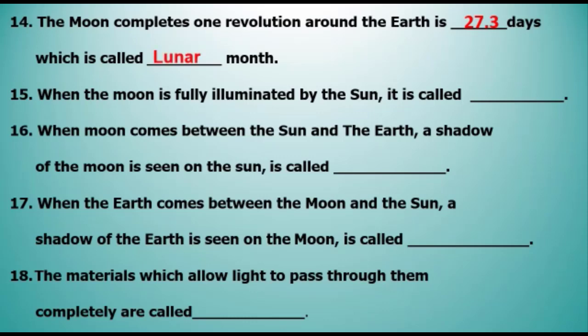Number 15. When the moon is fully illuminated by the sun, it is called full moon. Number 16. When moon comes between the sun and the earth, a shadow of the moon is seen on the sun. It is called solar eclipse. Number 17. When the earth comes between the moon and the sun, a shadow of the earth is seen on the moon. It is called lunar eclipse. The materials which allow light to pass through them completely are called transparent.